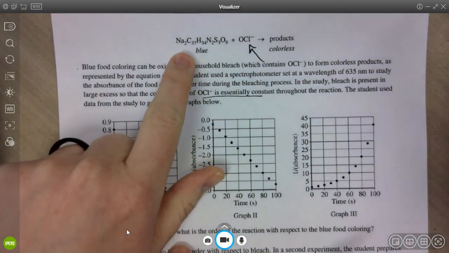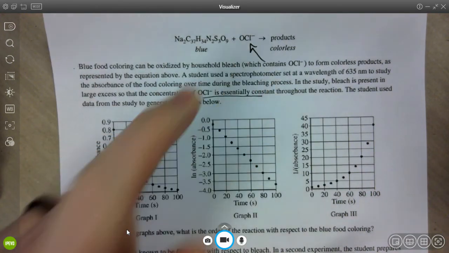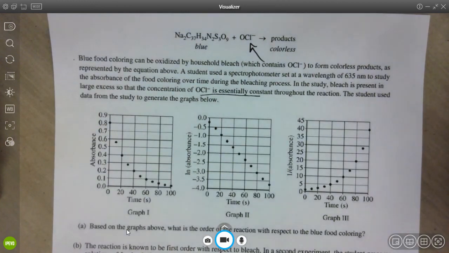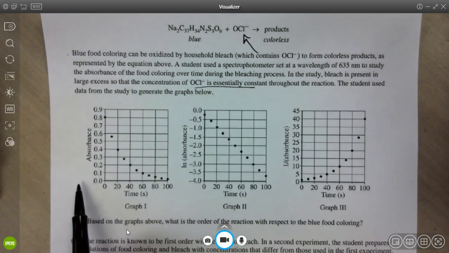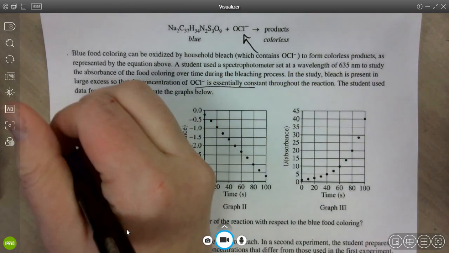So like I would change this concentration and keep it small and keep this one so big that it didn't look like anything changed. Student used data from the study to generate the graphs below. So if you look, we have absorbance versus time, natural log of absorbance, 1 over absorbance. So technically we aren't necessarily talking about concentration here, but we are looking at kind of roughly the same idea.